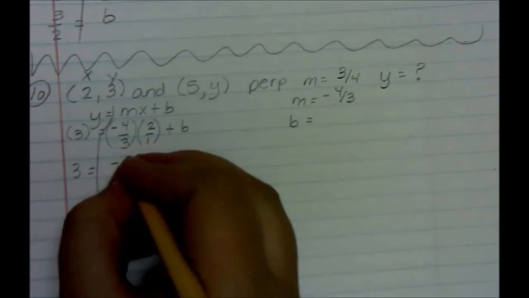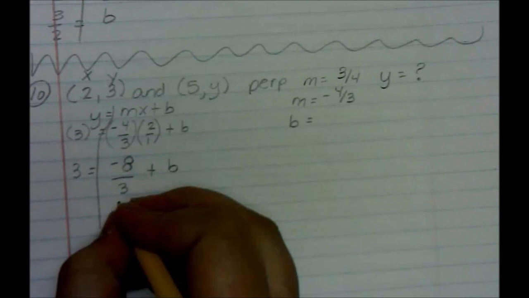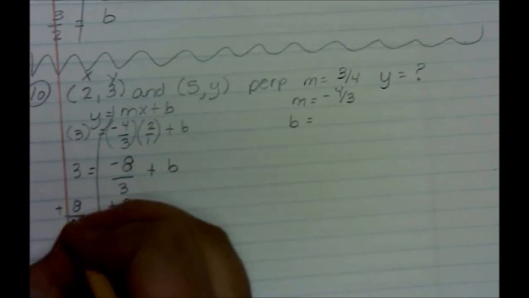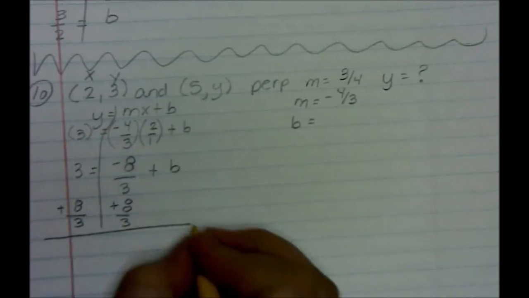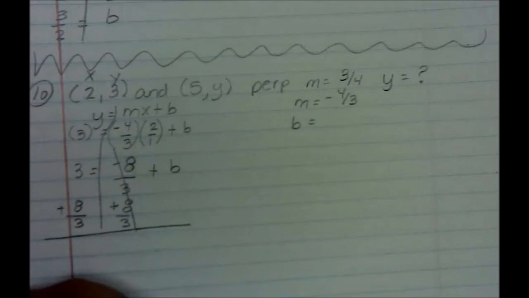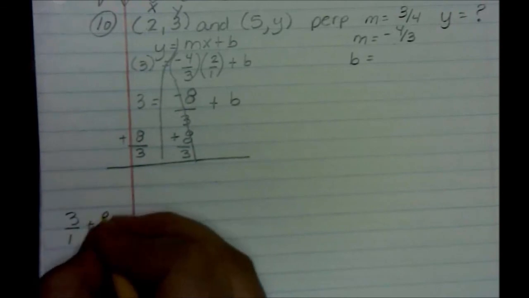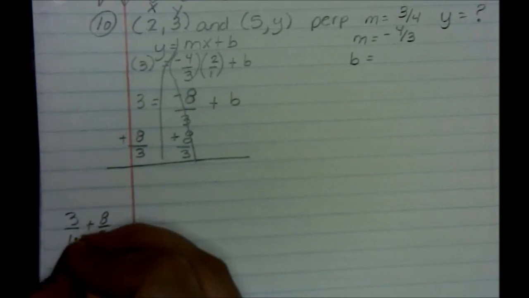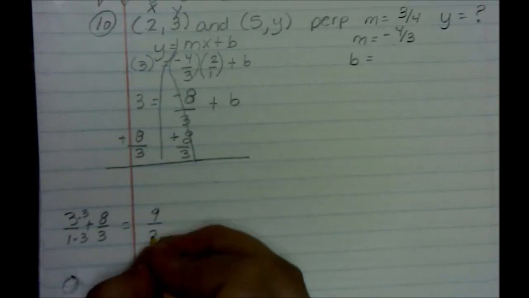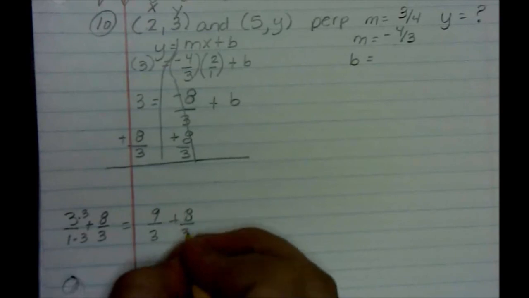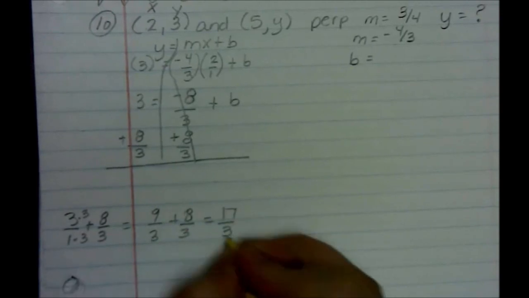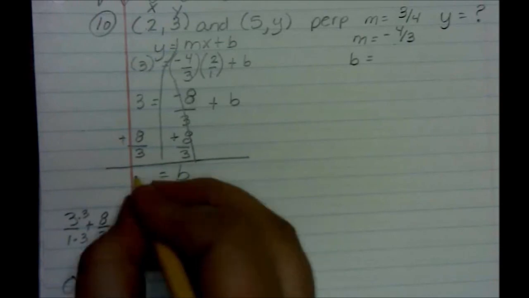Plus b. So I'm now going to add 8 over 3 to both sides. So to add 3 over 1 plus 8 over 3, I need to get a common denominator, which will give me 9 over 3 plus 8 over 3, which is 17 over 3. So b equals 17 over 3.